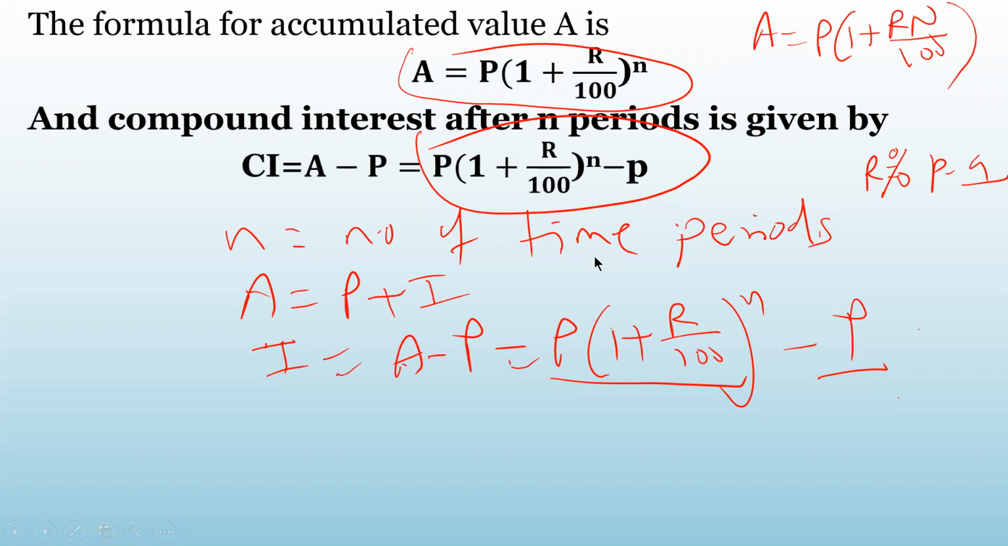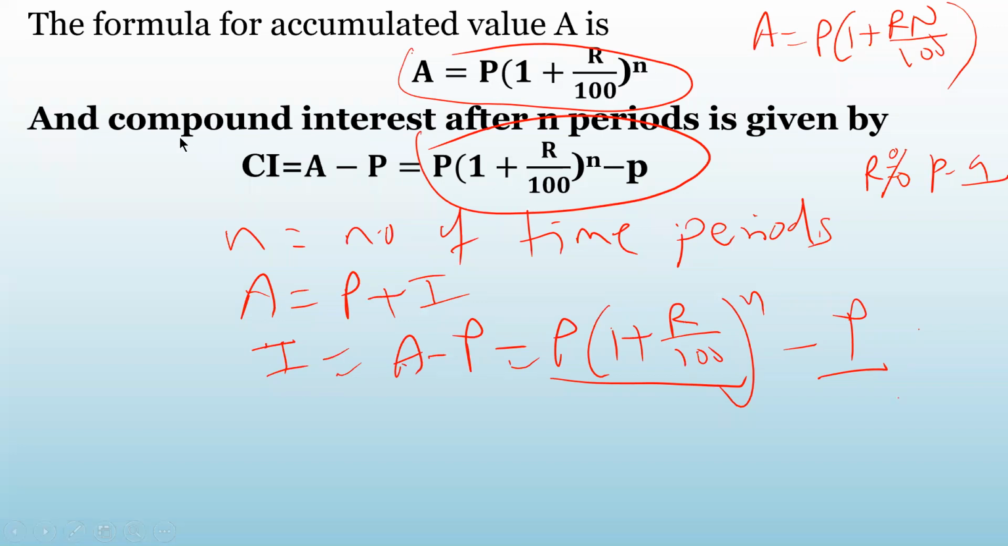But that may not be the case always. Your time period may be yearly, monthly, quarterly, or half yearly, and so on. So as per your time period, your n will be the number of time periods. So I'm not writing number of years. It is number of time periods. So amount accumulated A is given by P into 1 plus R upon 100 raised to power n.